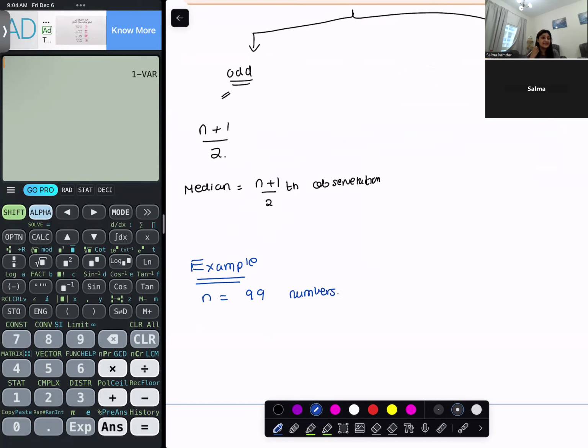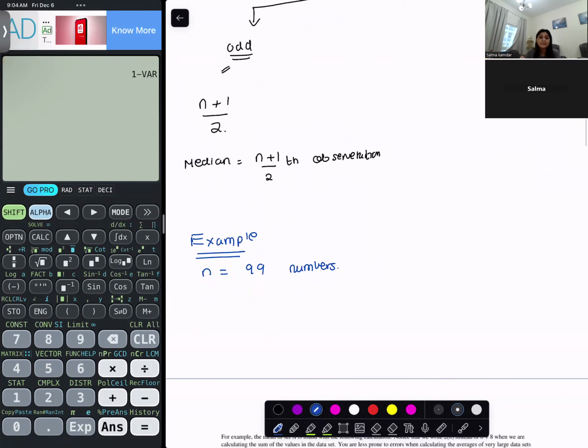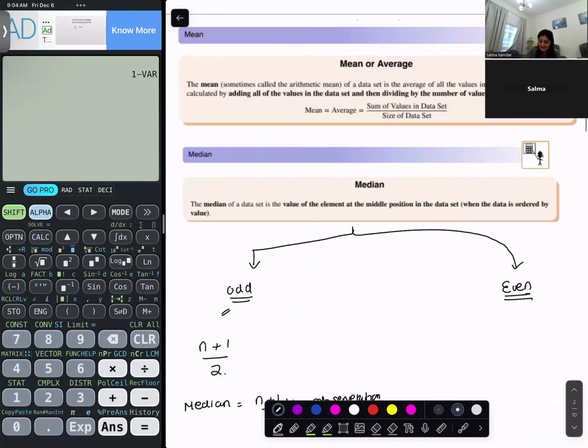So my data set contains 99 numbers. What would be the median? First, I arrange the data set in the ascending order from small to big. So the median, or the Q2, would be (n plus 1) divided by 2, that is 100 divided by 2. It would be my 50th observation. So whatever is the value of the data set on the 50th observation would be the middle value of the data set.